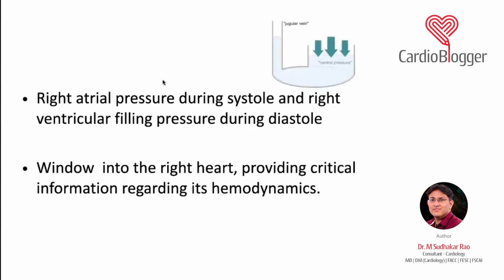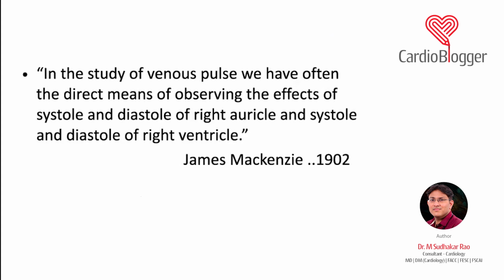So it denotes the right atrial pressure during the systole and the right ventricular filling pressure during the diastole. So it can be the right atrial pressure or the right ventricular pressure. You can see the image above. It is a jugular vein, and it's a balance between the central venous pressure, which is very important, and it is a window to the right heart, and it tells all the hemodynamics which is happening actually in the right heart. Now, McKenzie in 1902 said that in the study of the venous pulse, we often have direct means of observing the effects of systole and diastole of the right atrium and systole and diastole of the right ventricle.